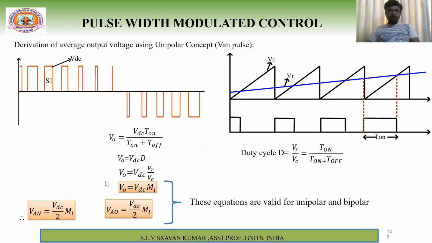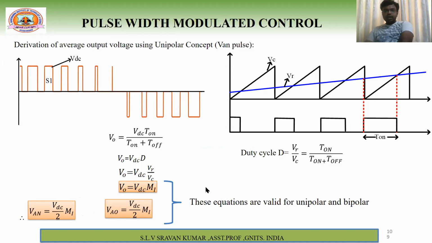Next, in unipolar, you have one more equation, VAN. That is nothing but VDC by 2 into the modulation index, right? What is VAN? VAN is equal to VDC by 2 into the modulation index. So why VDC by 2? Please refer to the bipolar scheme, the pole voltage. There you are getting VDC by 2, right? In a similar manner, VAN.